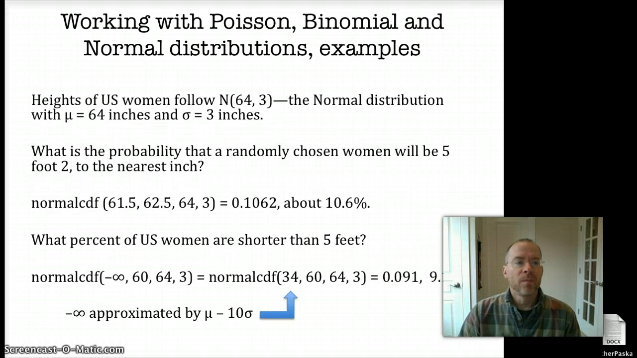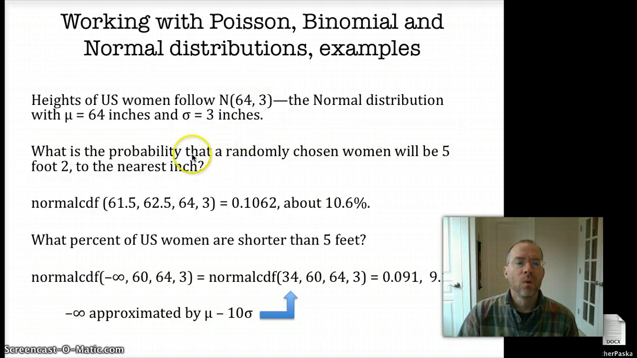One more example. And here's a normal probability distribution. Heights of U.S. women follow N(64, 3). This notation is new. The capital N means it's a normal distribution, and then you have to specify for a normal distribution the mean and standard deviation. So U.S. women have an average height of about 5'4", 64 inches, with a standard deviation of 3 inches.